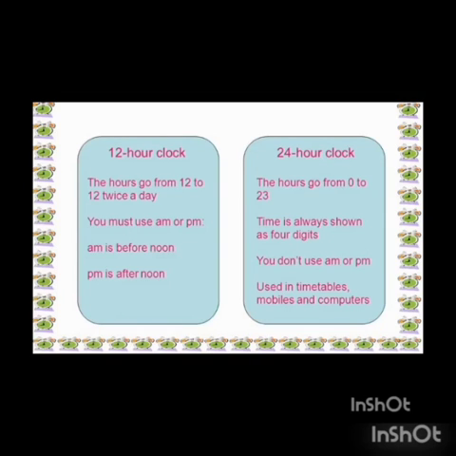Here is the difference. In 12-hour clock, the hours go from 12 to 12 twice a day. On the other hand, in 24-hour clock, the hours go from 0 to 23. In 12-hour clock, we have to use AM and PM. AM is used before noon and PM is used after noon. In 24-hour clock, we are not supposed to use AM or PM.